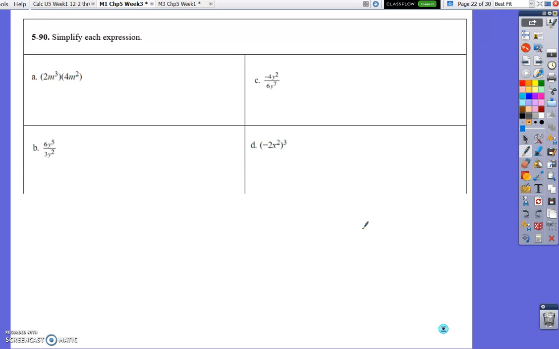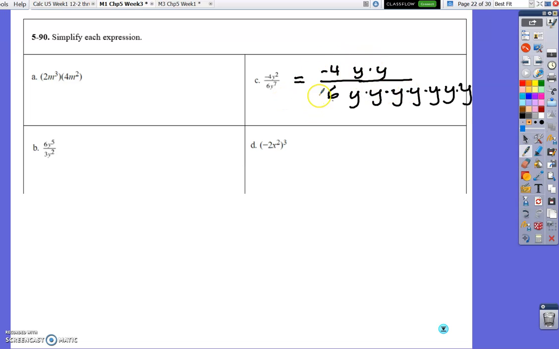Simplify each expression. I've noticed lately that when you're doing ones like A, you're getting a little overcomplicated and treating them like B and C. So let's go ahead and do C and D. -4/6, y, and then 7 y's down here. So the 4 and the 6 are different. That's just -2/3. Nothing's weird there.